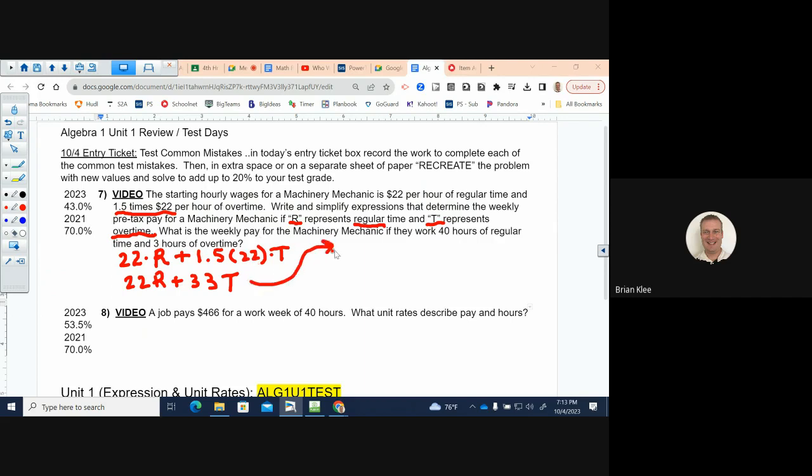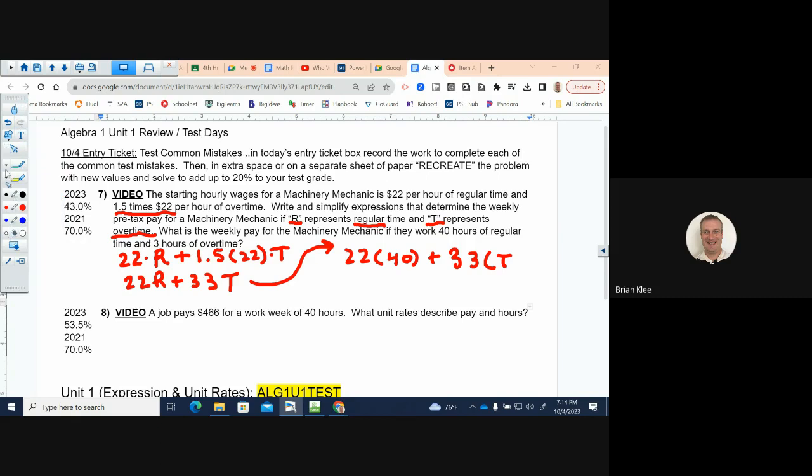Using the simplified expression, we can answer the last part of the question. What is the weekly pay for the machinery mechanic if they work 40 hours of regular time and 3 hours of overtime? So instead of R, we're going to put the number of hours we now know they work, 22 times 40. And instead of T for overtime, we're going to put the number of hours of overtime they worked.